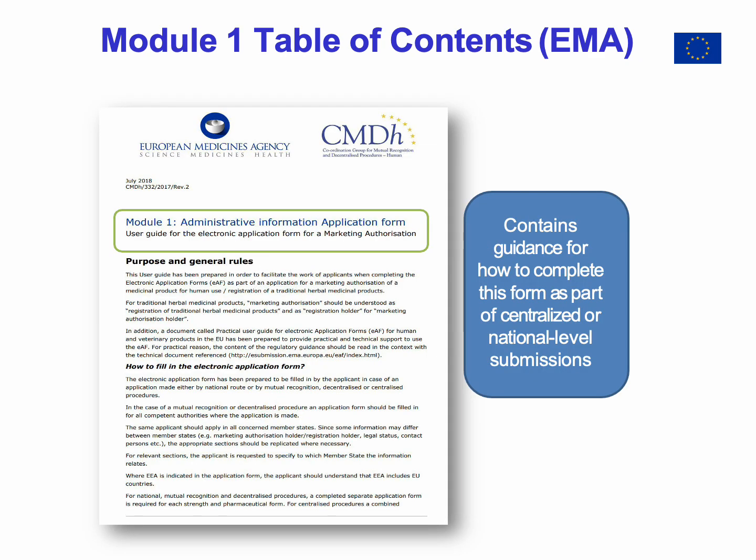Now, when we look into the module 1 table of contents for EMA, we can see again that we have an administrative information application form. We also have a guidance document from EMA. This is what we see. And this may be for any centralized or decentralized process, I would say, for submitting a marketing authorization application, or MAA.